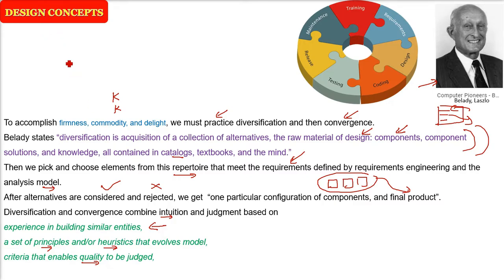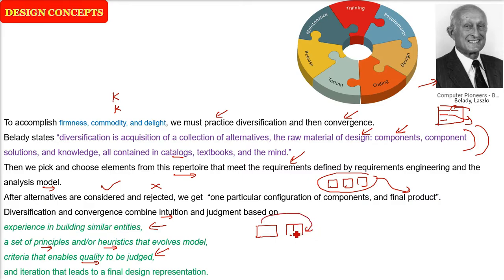If a good product is there, its quality will be good. So what are the criteria that will enable quality to be judged? You need to validate, you need to verify also. And finally, the iteration. Iteration means not just making the design at once, but making it again and again so that it leads to the final design that can be used for coding and maintenance testing. So this is the iterative process. You need to have experience, principles and the judgment for the quality.